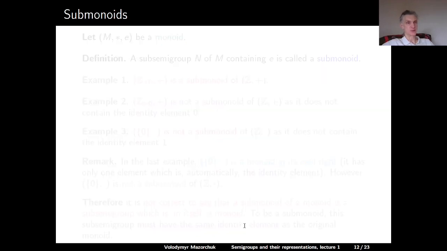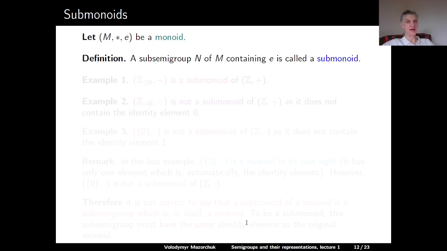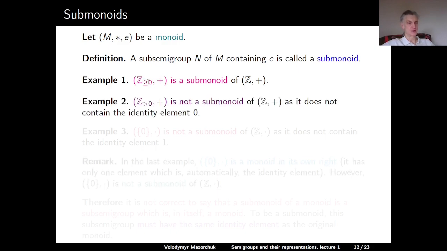Next we discuss the notion of a submonoid. Let M be a monoid with identity E. Definition: a submonoid of M is a subsemigroup N of M which contains the identity E. For example, if you look at the monoid of all integers with respect to addition, then the subsemigroup of all non-negative integers with respect to addition is a submonoid, because it contains the identity element 0. However, as an example 2, the subsemigroup of all positive integers with respect to addition is not a submonoid of the monoid of all integers, because positive integers do not contain the identity element 0.